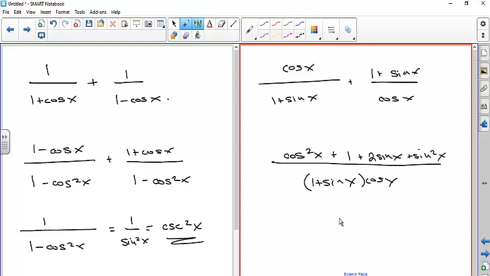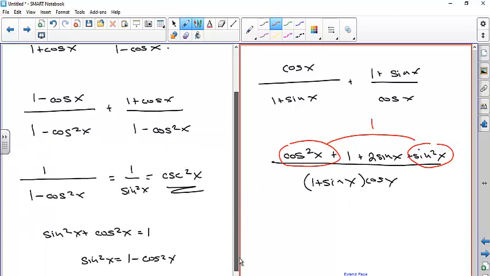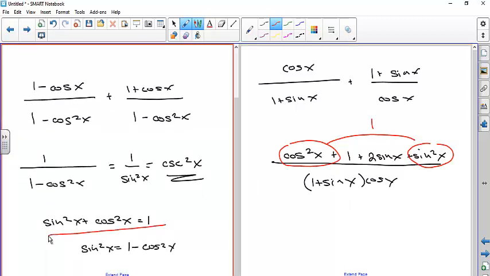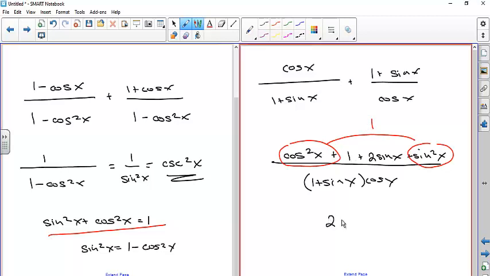So at first that doesn't look too good, but I say, oh, okay, here we've got cosine squared x, sine squared x. These two equal 1 from this Pythagorean identity that I used earlier. So this is 1, so I take 1 plus 1 is 2, so I get 2 plus the remaining term is 2 sine x over 1 plus sine x divided by cosine x.